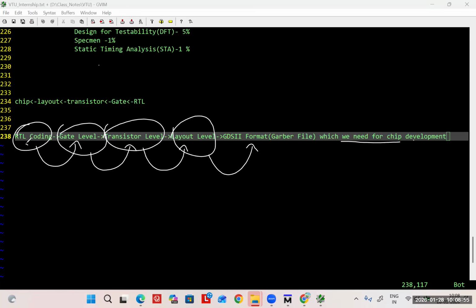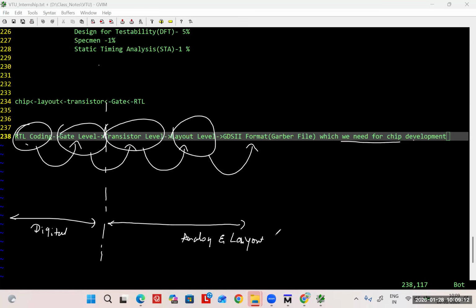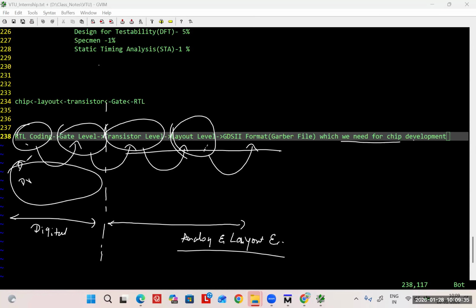From RTL coding, here onwards your analog and layout engineers come into the picture. Analog design and analog layout engineers are needed at the transistor and layout level. Design and verification people sit up to this point; they are called digital engineers. Then layout engineers come into the picture. You can make a note.